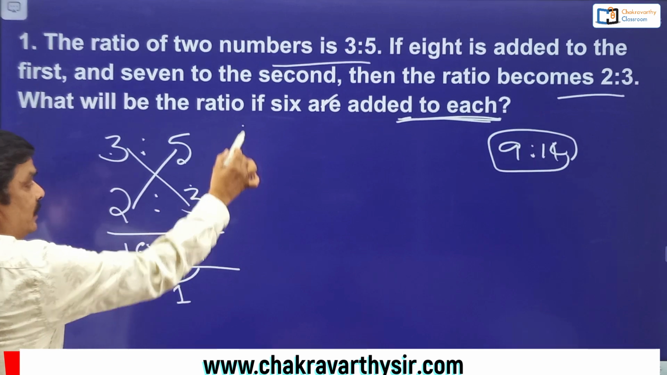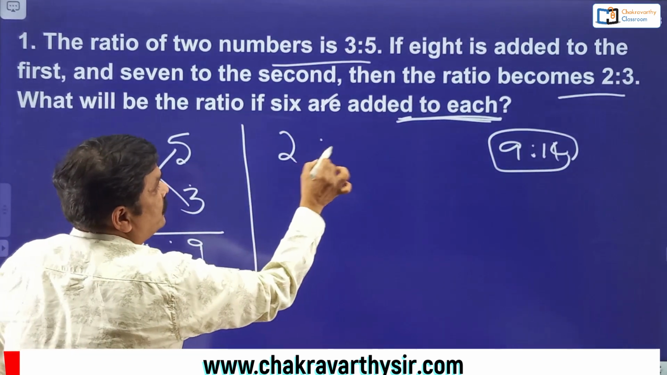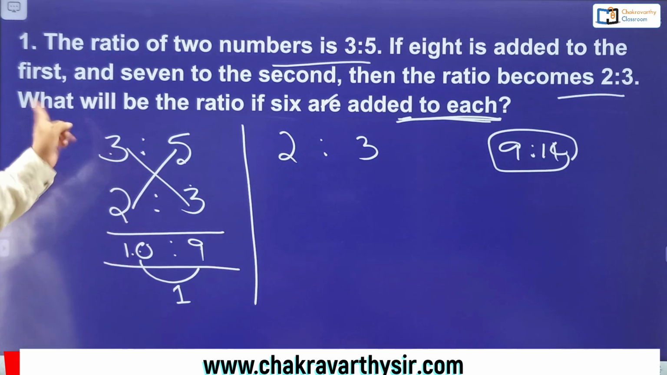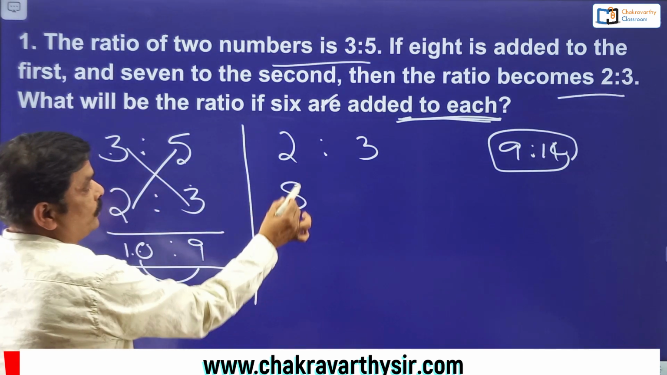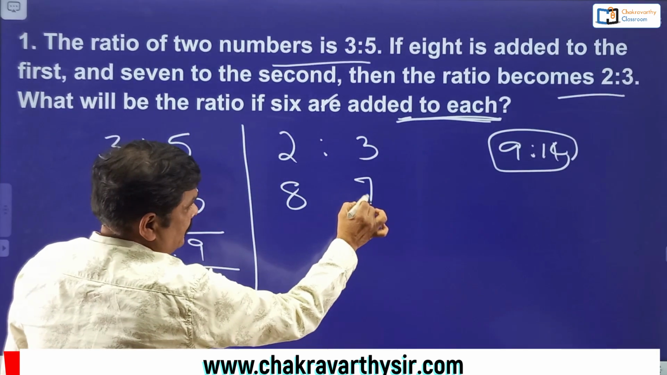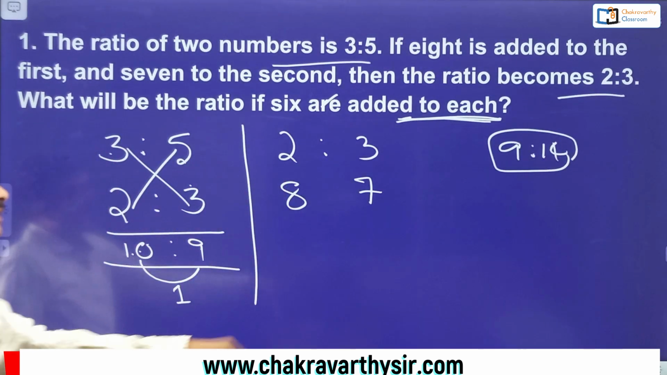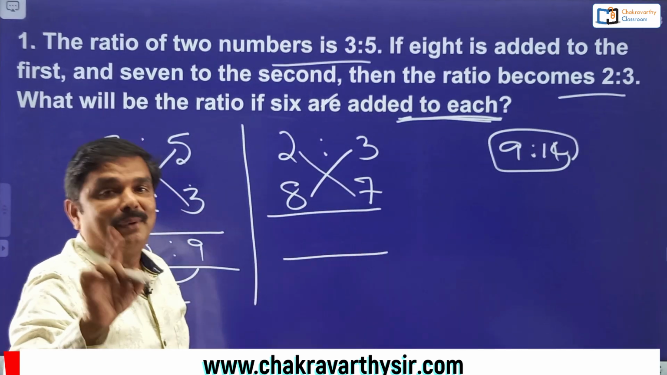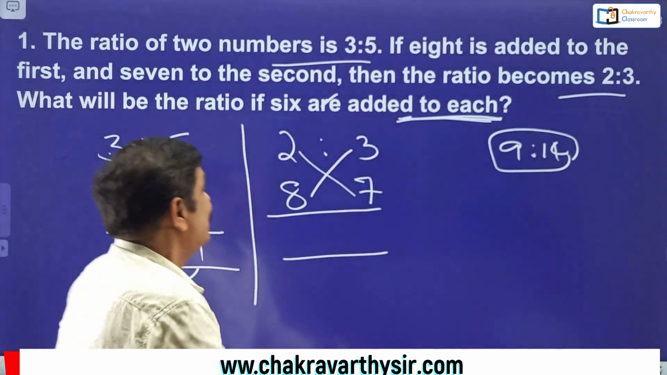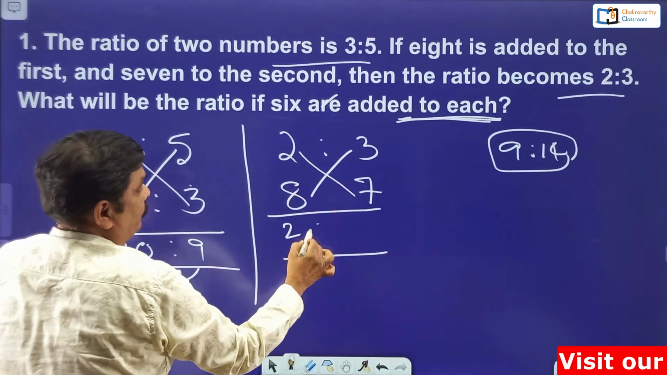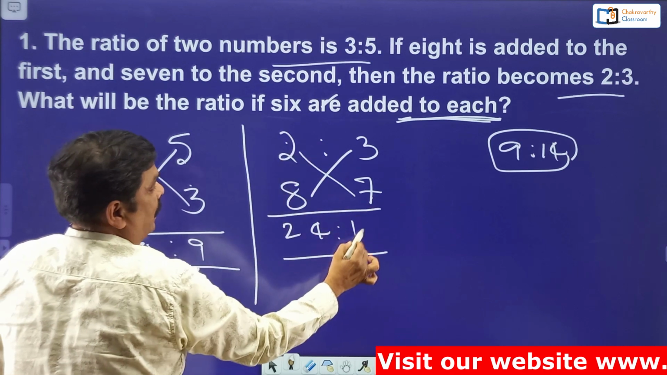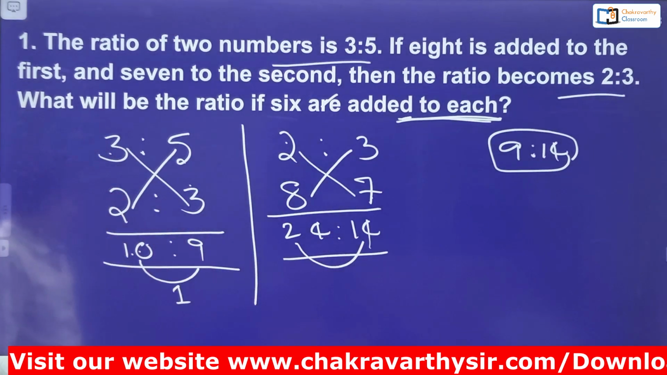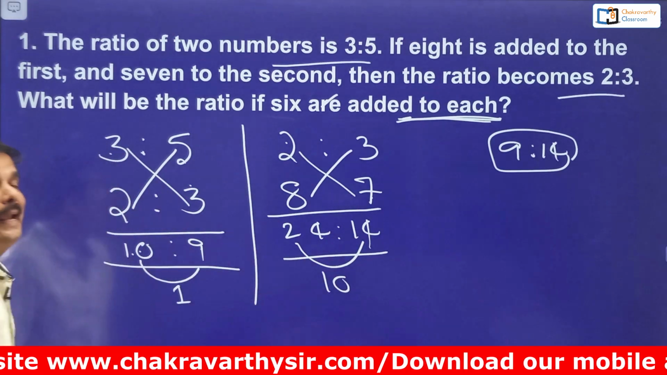Now similarly, see students, final ratio is 2 is to 3. How has it become 2 is to 3? After adding 8 to the first one, 7 to the second one. Okay, again go for the cross multiplication. You need to compare these two. This is called the comparison method in Vedic mathematics. Simply this is 8 3s are 24 is to, this is 7 2s are 14. Alright, comparison of this one. Again take the difference. 24 and 14 difference is 10.